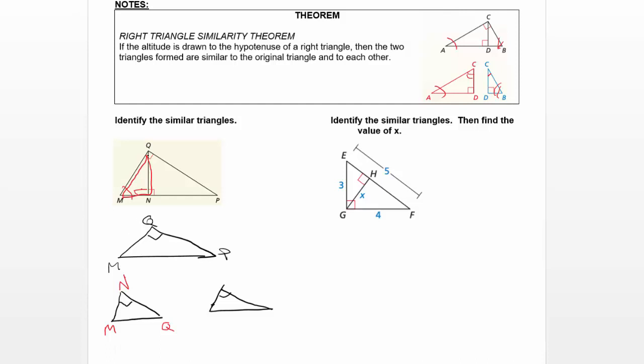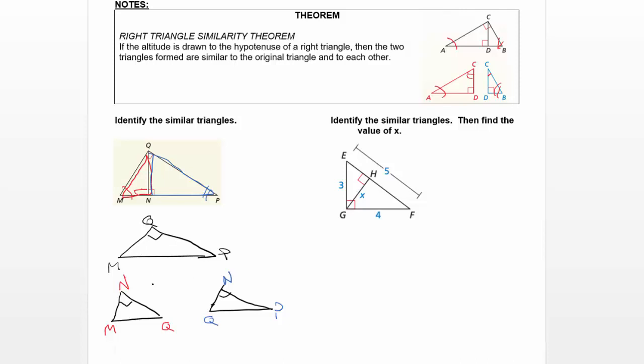Play the same game with the other triangle. And what I see is that in the same fashion, N is still the right angle, so N has got to be up here. This time the one angle that hasn't moved is P, and therefore the only thing left is Q.